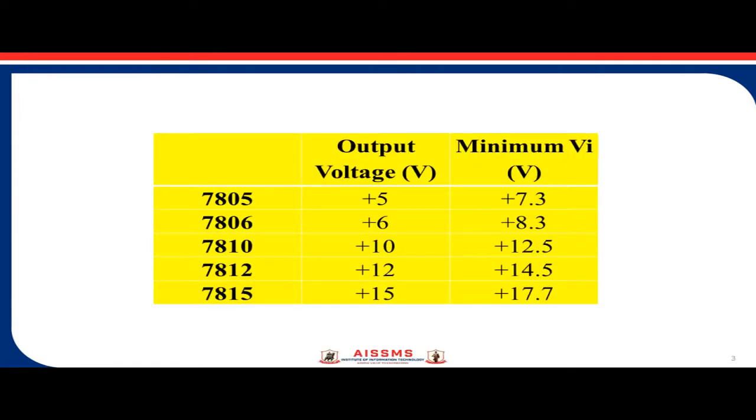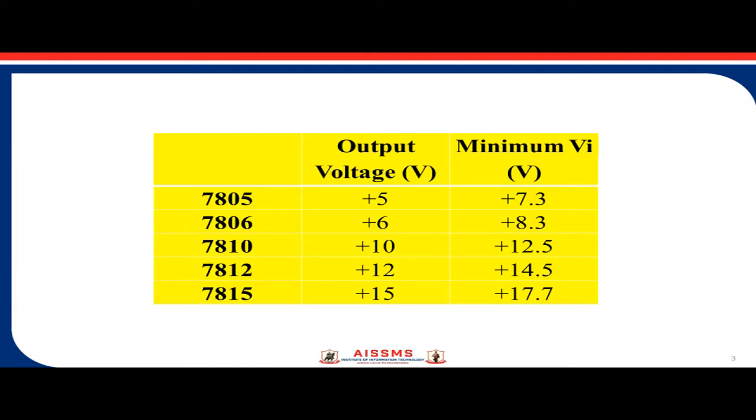This is the chart, the table showing various ICs in the 78 series of voltage regulators. You have 7805 generating 5 volt regulated output. You also have 7806 generating positive 6 volt regulated output. You also have 7810 generating positive 10 volt, 7812 generating positive 12 volt and 7815 generating positive 15 volt as a regulated output.